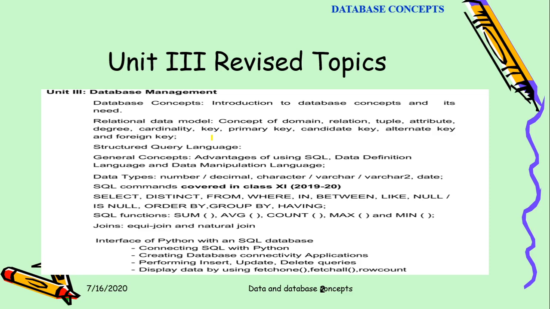covered in class 11th. Then SELECT, DISTINCT, FROM, WHERE, BETWEEN, LIKE, NULL, ORDER BY, GROUP BY, SQL functions: sum, average, count, max function, minimum function, joins, equijoins and natural joins, interface of Python and SQL, connecting SQL with Python, creating database connectivity application, performing insert, update, delete, and displaying data by using fetchone, fetchall, or rowcount.